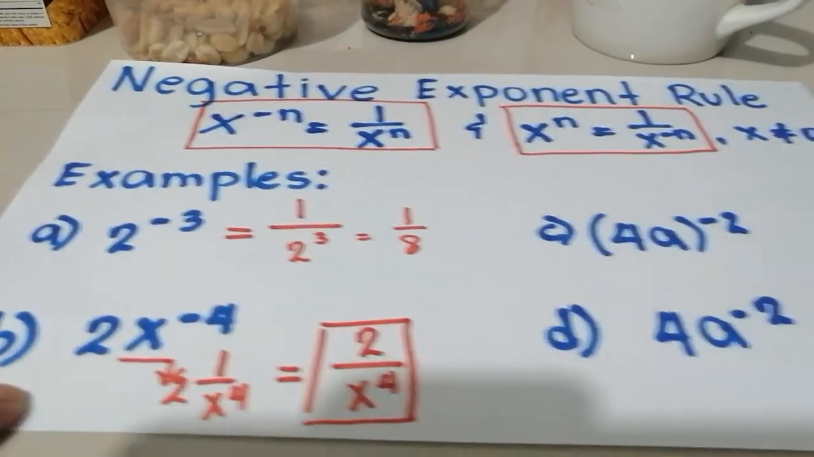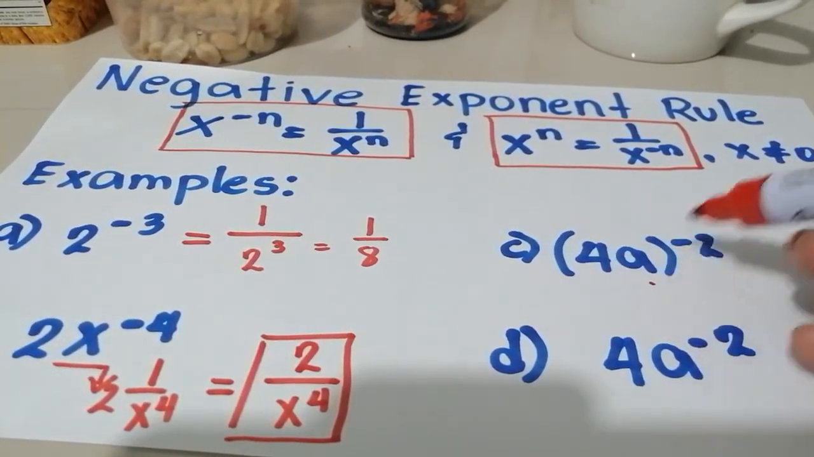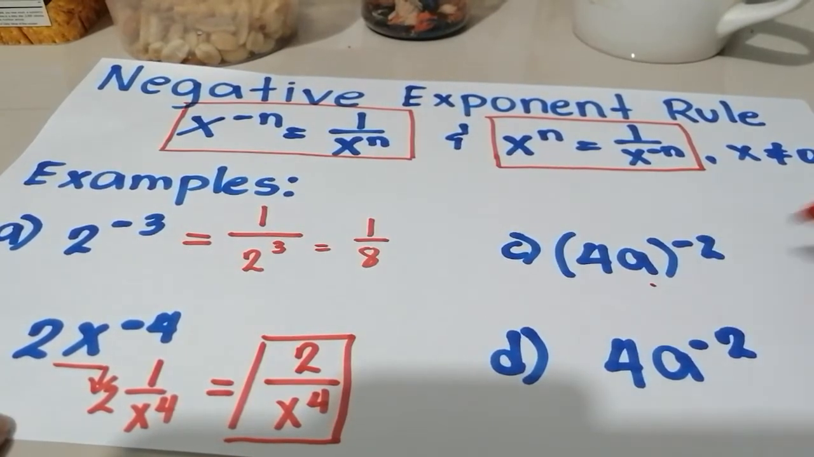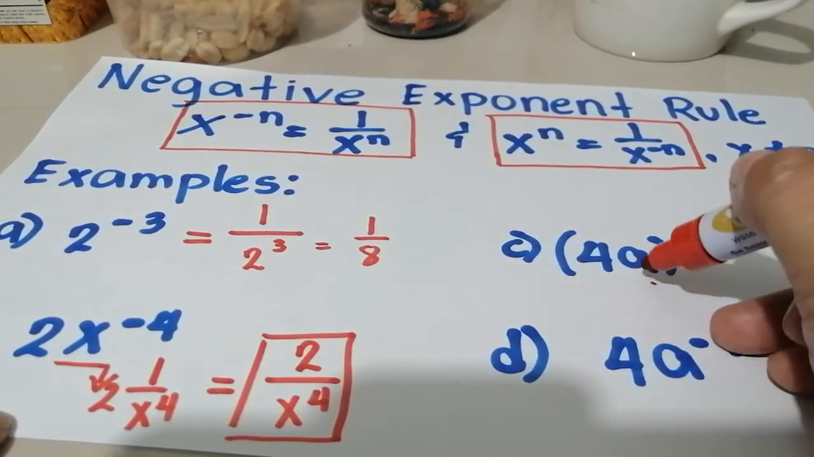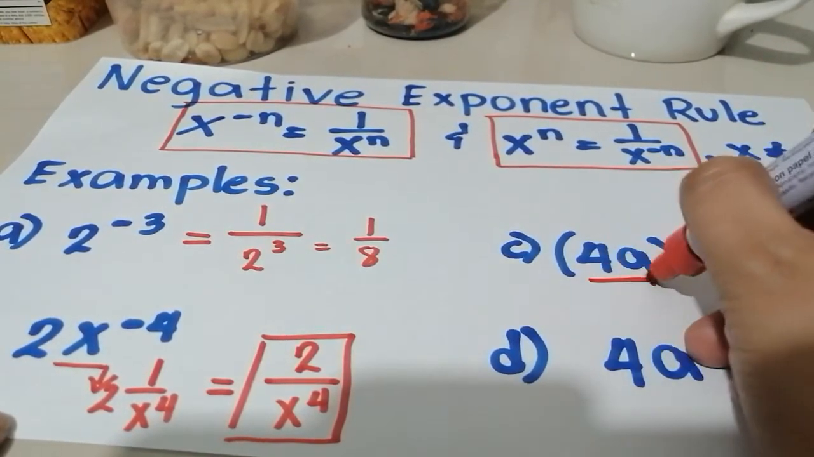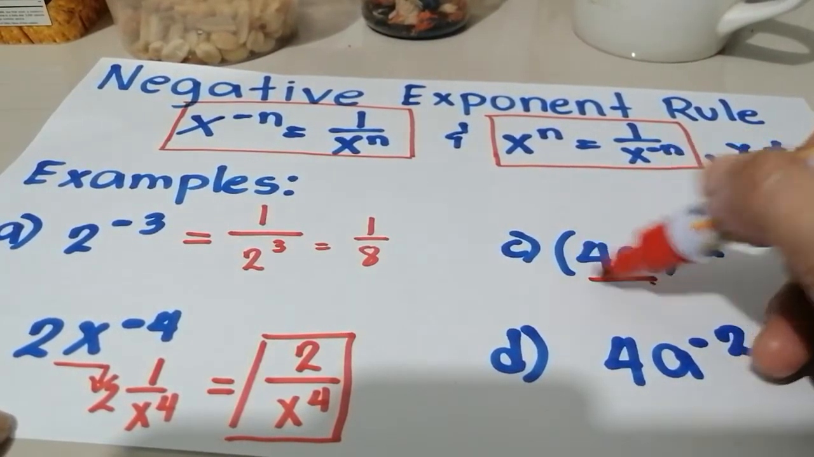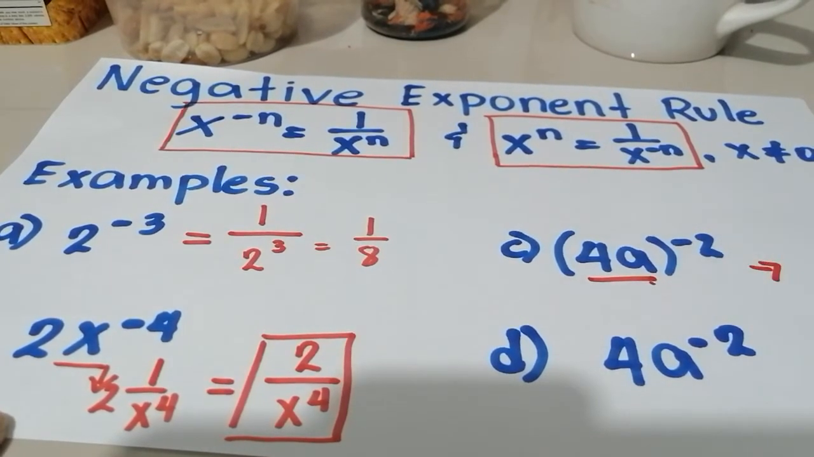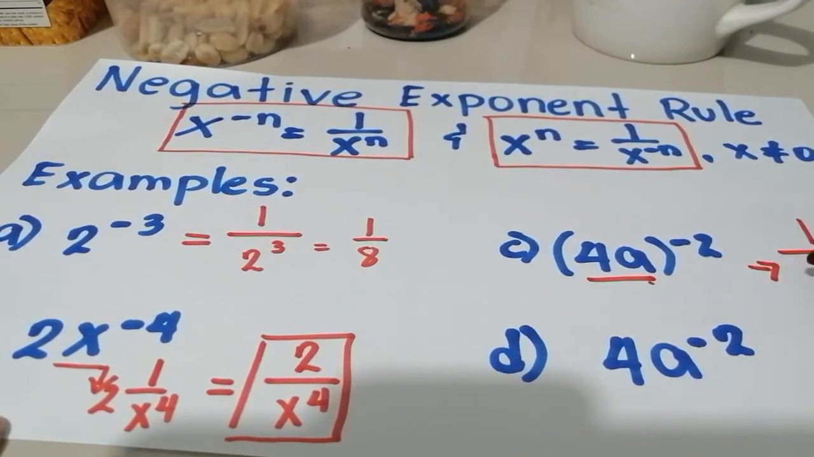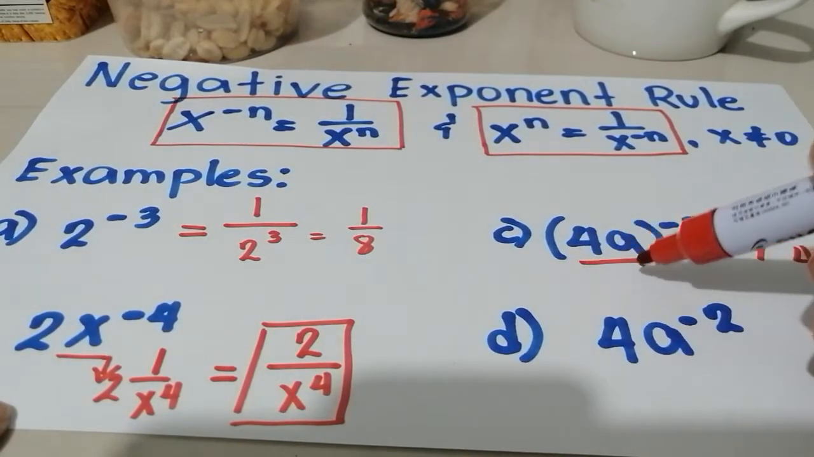Okay? Next. What if we have this? 4a in parentheses, raised to negative 2. So, this negative 2 here is not only for a, it's not only for 4, but for both, 4a. And because of that, ibig sabihin, itong buo na to, it's a whole number, we have to make it into fraction para maging positive. So, this will be 1 over (4a) squared. Okay? So, yun yun. Kasi nga, may close and open parenthesis yung 4a dyan.